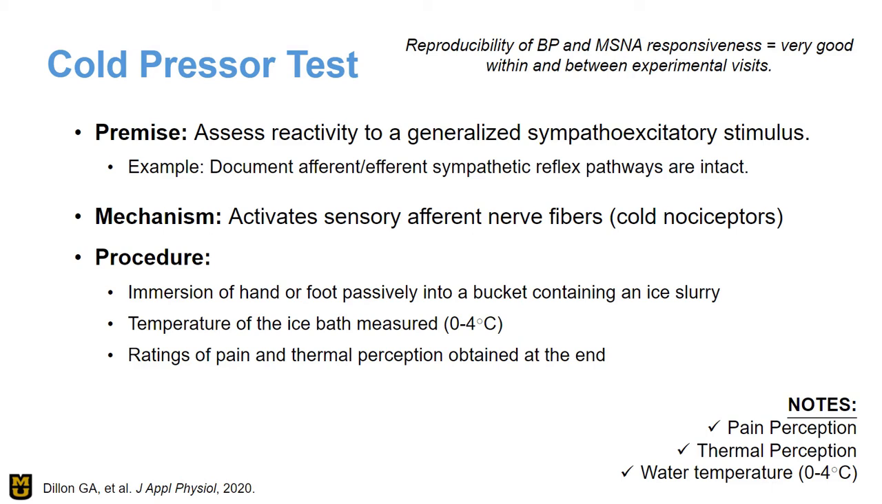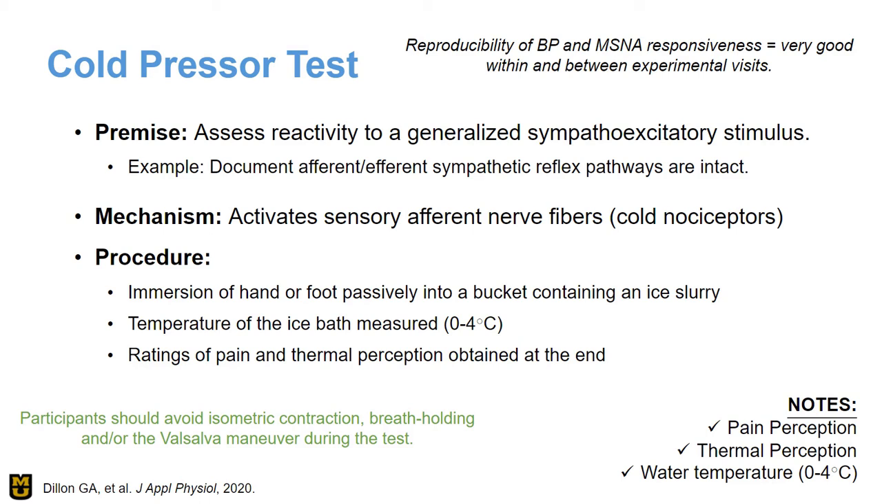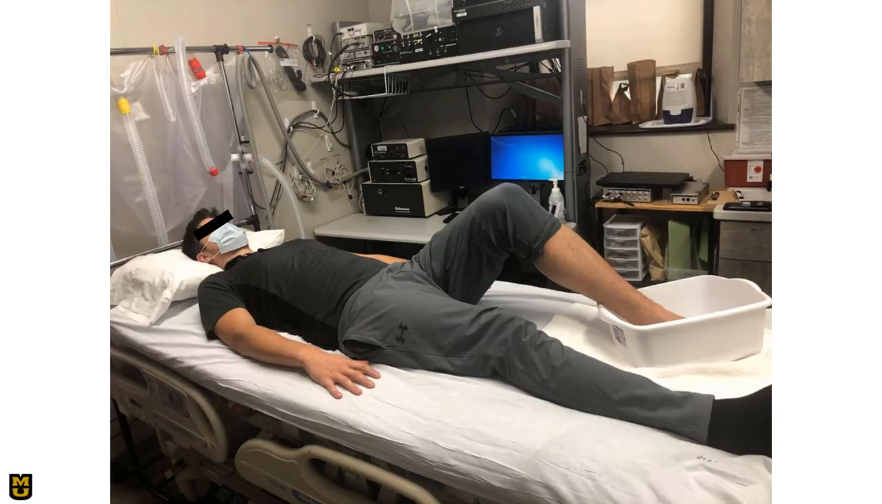The participants immerse their hand or foot into a bucket of ice, monitoring the temperature of the ice, and then monitoring their ratings of pain and thermal perception after the exposure. And during this testing, your participants really need to avoid isometric contraction. So when you go in the ice water, you have a tendency to clench your fists, tighten your abs, hold your breath, squeeze your butt. And you just want to ask your participants to avoid all of this. And one of the best ways to monitor this is a respiratory belt. And it's going to look something like this. So here's our research participant with his foot in a nice ice slurry here.